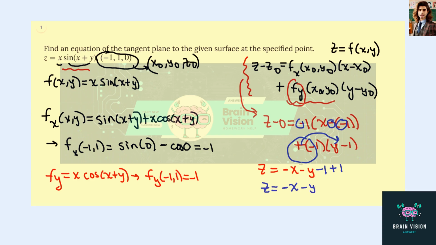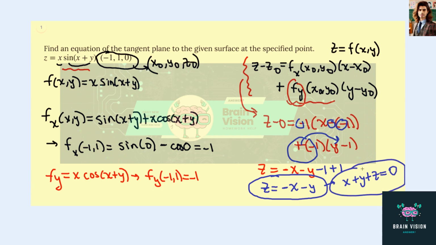And we can stop right here. But if you like, you could also rewrite this as x plus y plus z equals 0. But either one of these is fine. And that's our final answer.